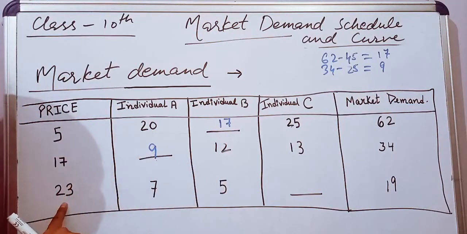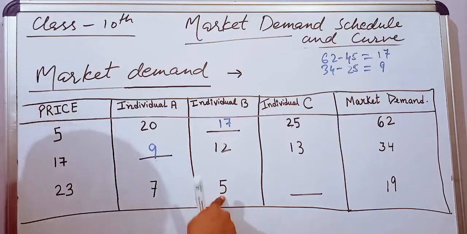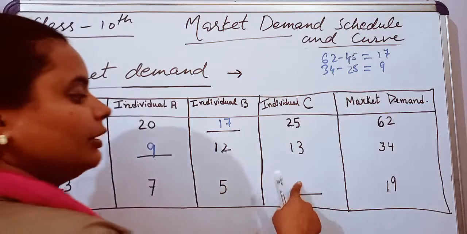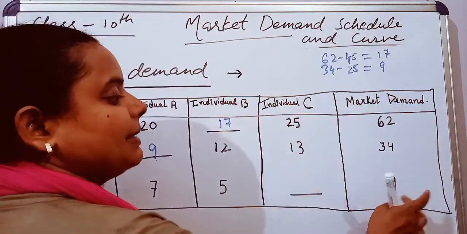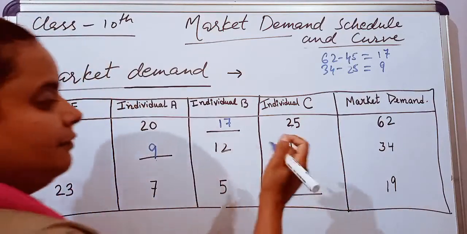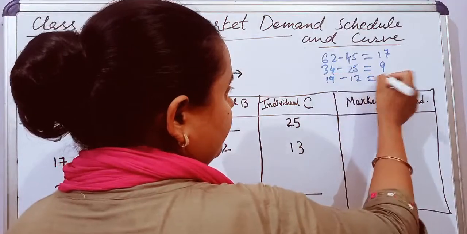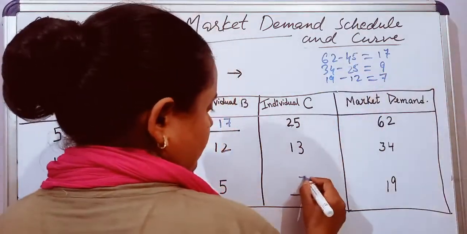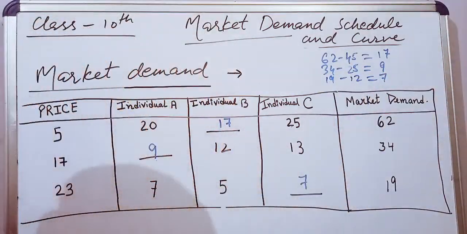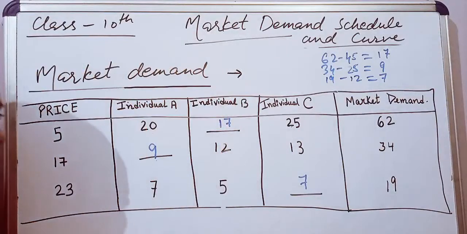Now at 23, A is demanding 7 and B is demanding 5. We don't know what C is demanding, but the market demand is 19. So 19 minus 12 will be 7. This type of question comes in the board examination for 2 marks. This is the way to solve that.